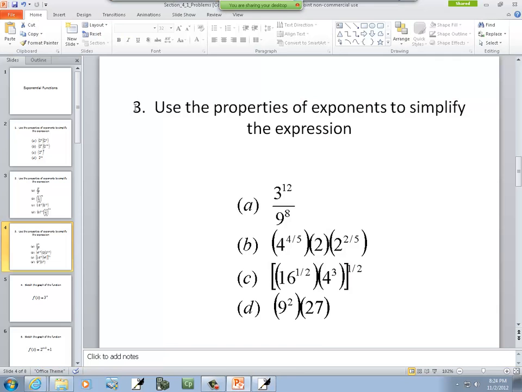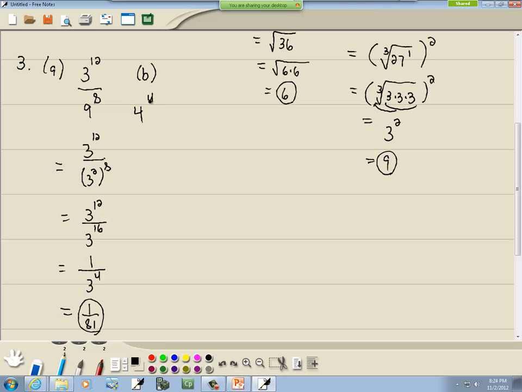Now B. We have 4 to the 4/5 times 2 times 2 to the 2/5. Well, if they were all 2 to a power, I could add the exponents. So that's what I want to do, is I want to rewrite them as 2 to a power. Now 4 is 2 squared. So I can go ahead and do that. And of course 2 is 2 to the 1st. And then this is just 2 to the 2/5. When you're raising one exponent to another exponent, you multiply them together. 2 times 4/5 gives us 8/5.